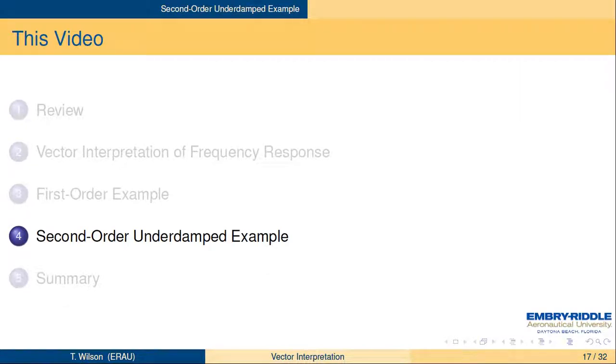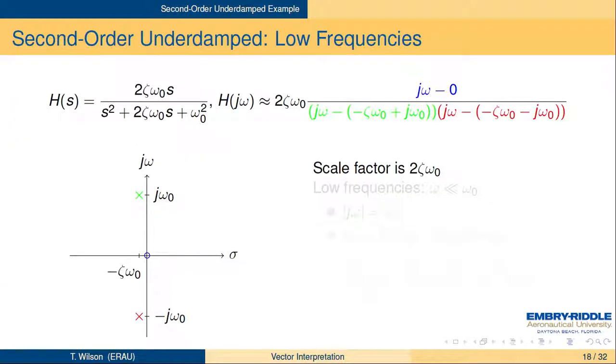Let's see how this looks for a second order circuit. Let's take our underdamped second order circuit. It might come from an RLC circuit with a small value of R, a series RLC with the output across the resistor and a small value of R.